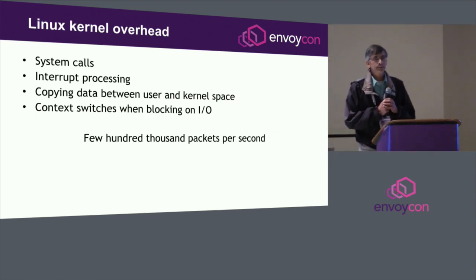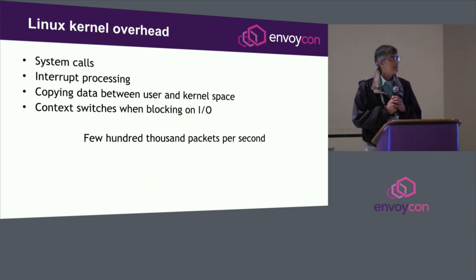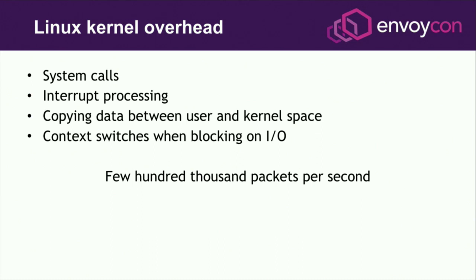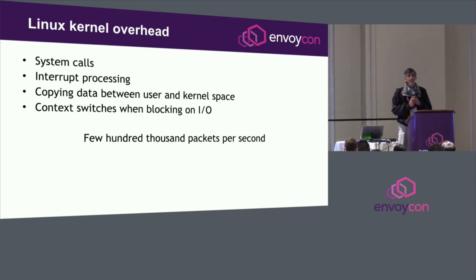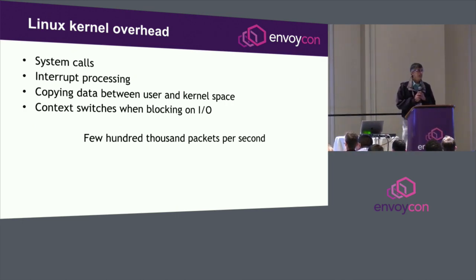So today, Envoy uses the kernel network stack. And there are some performance issues with using the kernel for networking. So we have to make system calls from an application. And these system calls typically are quite expensive. In addition to that, whenever we transmit or receive packets, there are interrupts. And that, again, is a drag on performance. We have to copy data between user space applications and the kernel. And that again hits performance. And there are also context switches, especially when you're blocking on I/O and you need to be switched back in. There are overheads associated with that, too.